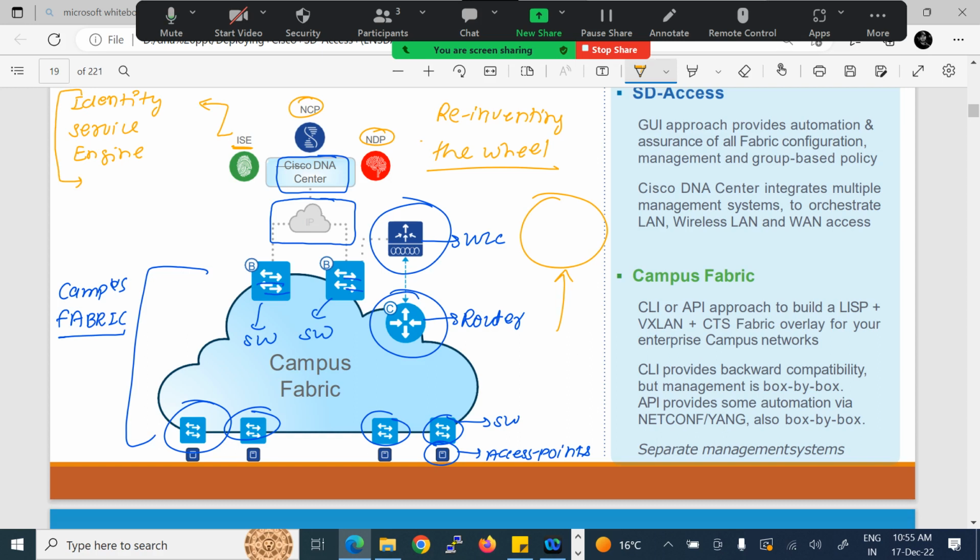But what Cisco did, Cisco said, okay, we need ICE in the network. So instead of creating all the features in DNA Center itself, we can integrate our Cisco DNA Center with ICE. By doing this, we can achieve all the functionalities supported by ICE. Yes or no?